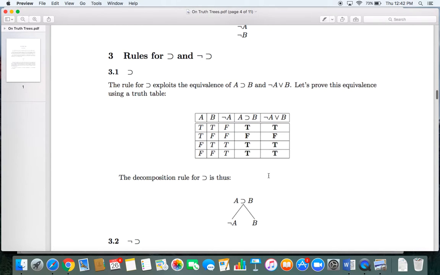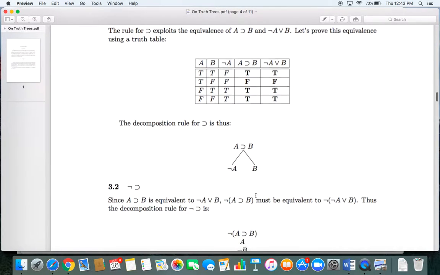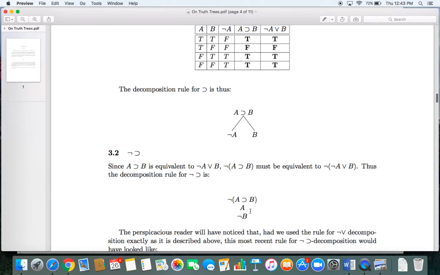And so unsurprisingly, given that equivalence, the decomposition rule for the horseshoe looks like this: not A on one branch and B on the second branch. One of these two things must be true, but we don't know which. The negated horseshoe has a rule like this. If we know that A horseshoe B is false, well, again, that can only be if A is true and B is false. That is, if A is true and not B is true.